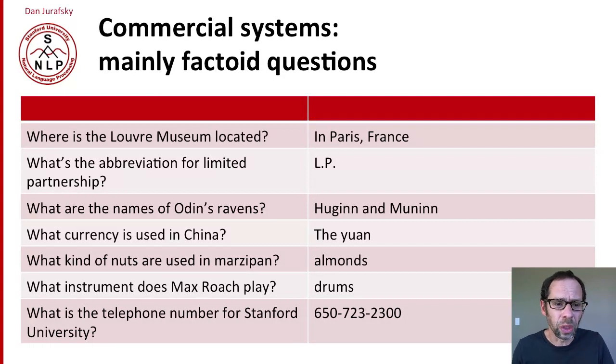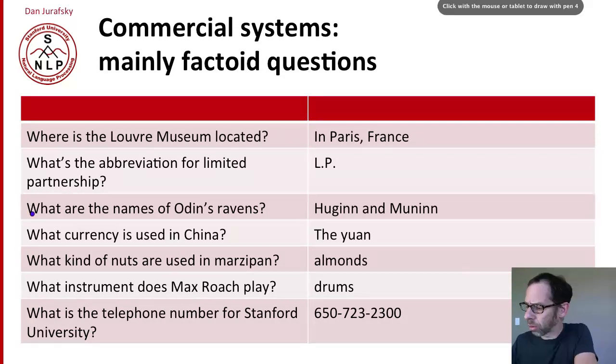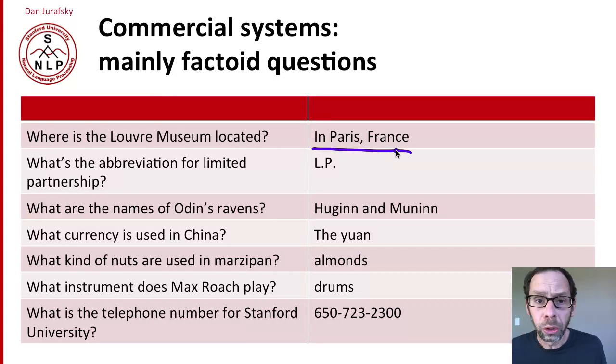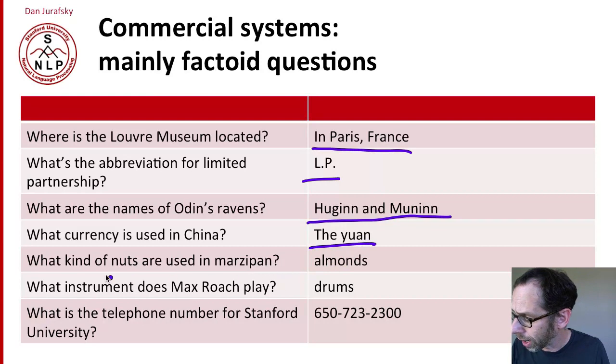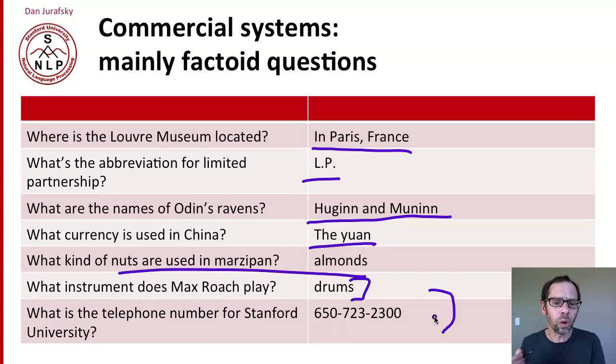What are these kind of factoid questions? So they can be questions about locations, so the Louvre being located in Paris, France, or what an abbreviation means, or the names of the ravens of Odin, names of a currency or an ingredient, or an instrument or a phone number. So they're all simple answers, often with a single phrase or named entity.